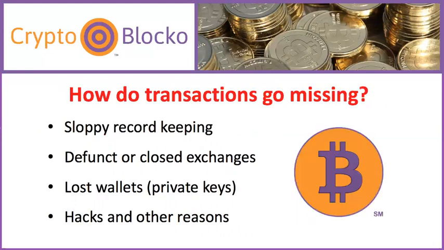How do transactions go missing? Well, they go missing for a number of reasons. For example, sloppy record keeping is one of the biggest ones. Remember crypto tax mistake number 1, which is paying higher tax from poor organization. If you haven't seen that one, go back and watch that video. Transactions can also go missing from defunct or closed exchanges, which is very common. There are many examples where exchanges have gone defunct, bankrupt, from being hacked or from other reasons.